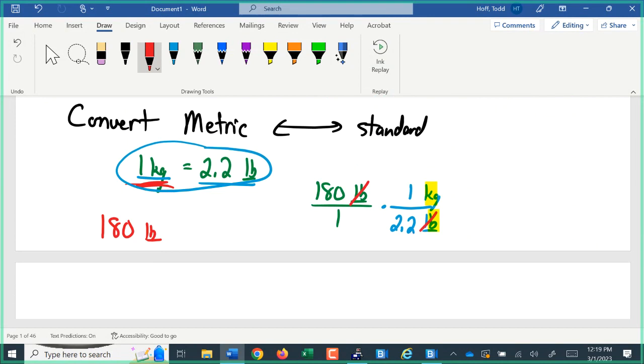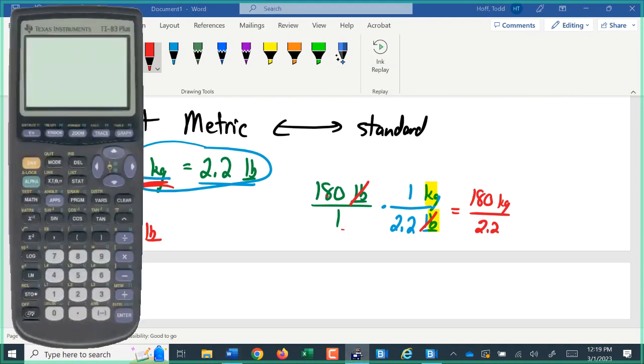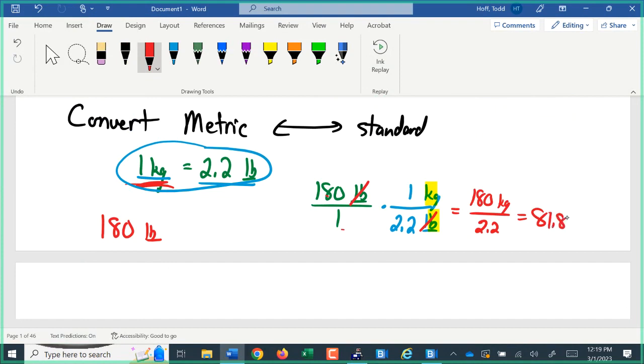The pounds cancel out in our fractions. 180 times 1 kilogram is 180 kilograms. 1 times 2.2 is 2.2, and then we divide. 180 divided by 2.2 gives us 81.82 kilograms.